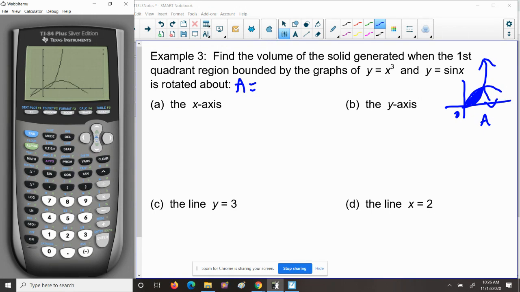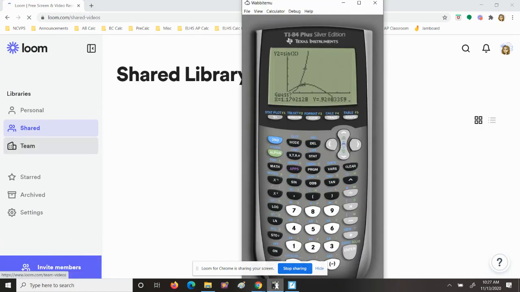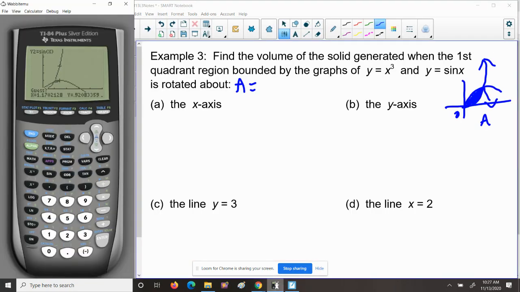So what we can do is hit second trace, and that goes to the calc menu. Let's find the intersection point. Let's come back down and see where we are. There we go. Guess. You don't have to. Oh, Lord. Where'd I go? Oh, my goodness. Okay. You don't have to guess.